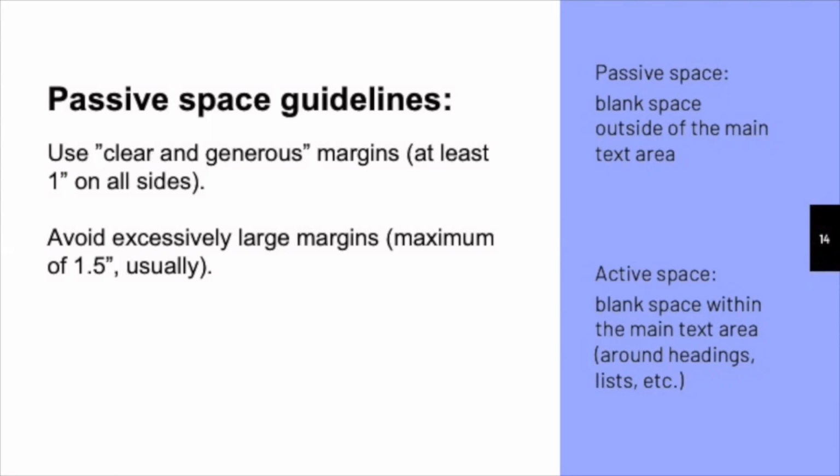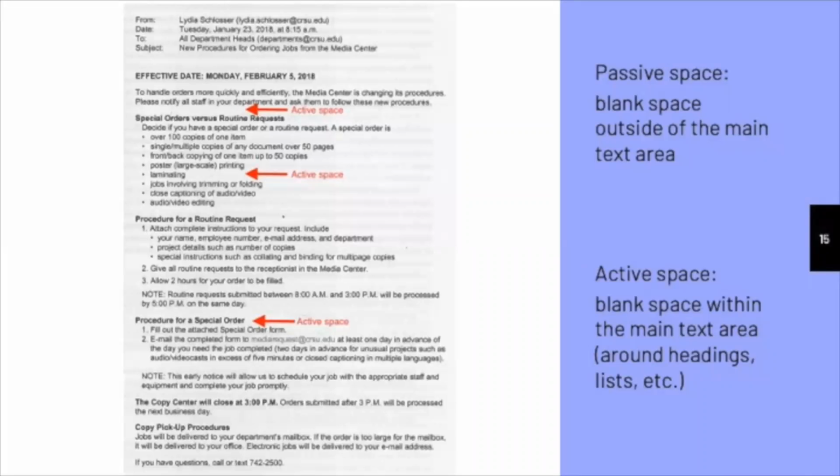Active space, as I've already mentioned, refers to the strategic use of blank space inside the text area of the document. And here's where the organizing power of blank space really becomes evident. Active space in a document is very useful in grouping information and moving the reader through your document. Look back at the example email we viewed a few minutes ago. This version of the email uses active space very effectively, and the result is not just that the document's less overwhelming to look at, but also that the organization of ideas is much easier to see and to follow.